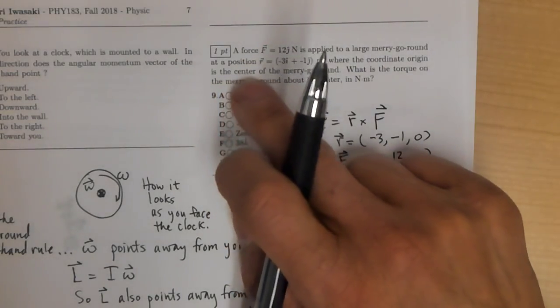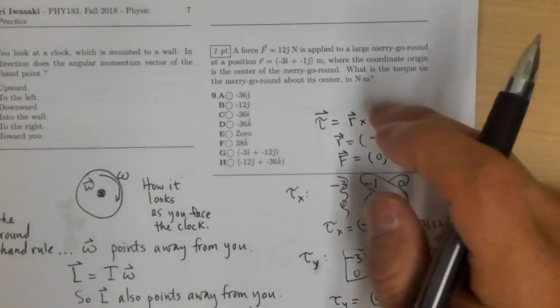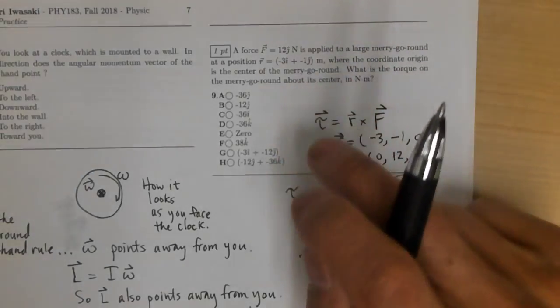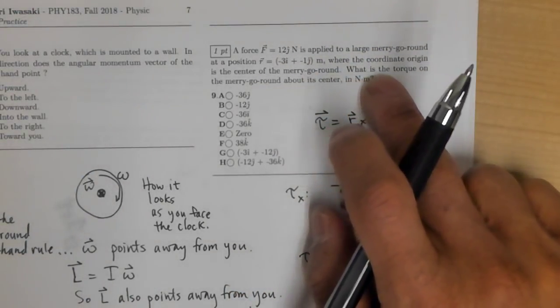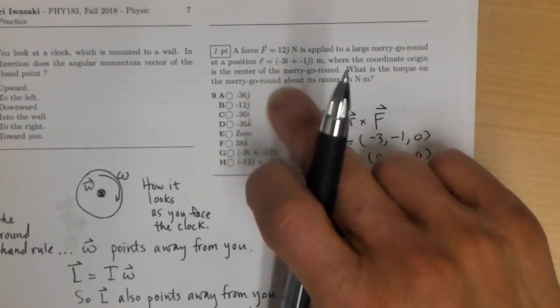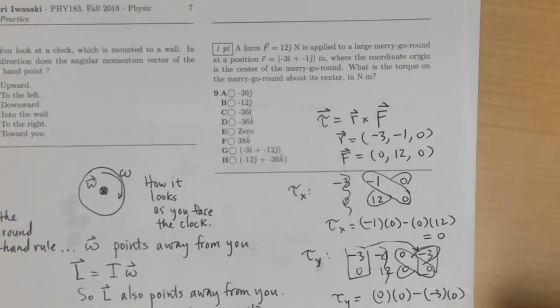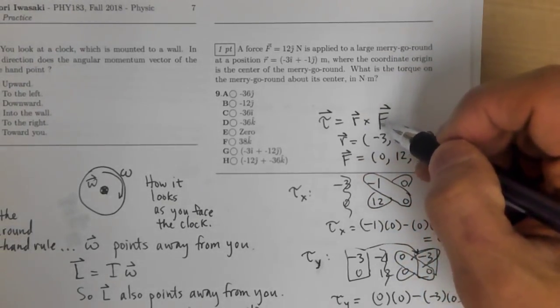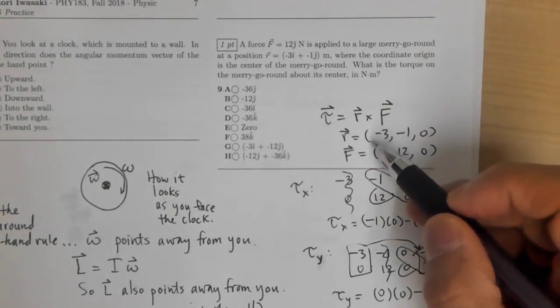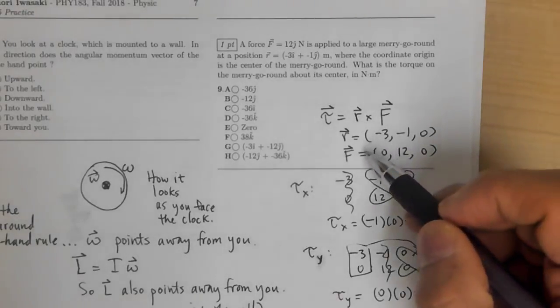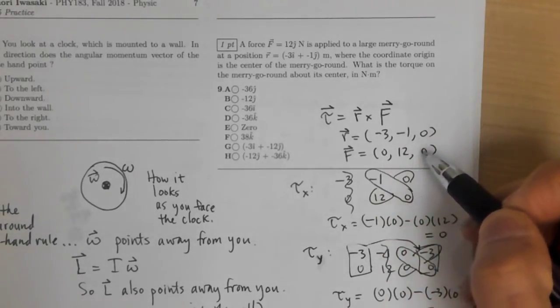Where the coordinate origin is the center of the merry-go-round, that's the rotation point. So 0, 0, 0 is the rotation point. So what is the torque on the merry-go-round about its center? Okay, so we just want torque equal to R cross F. The components of R are minus 3, minus 1, 0. F is 0, 12, 0.